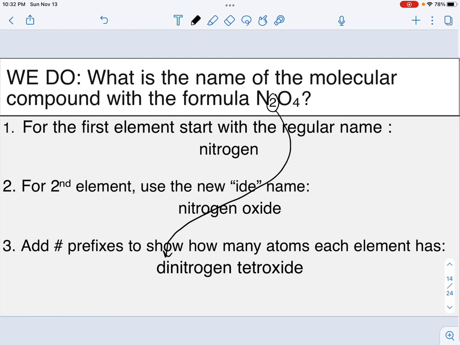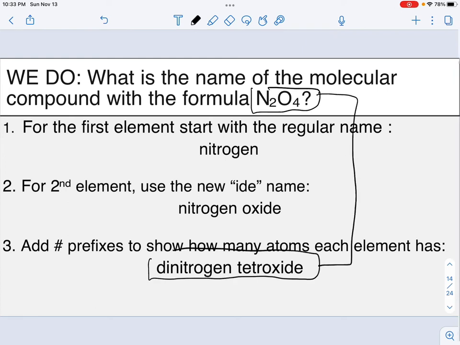Let's look at oxygen. With oxygen, we have 4 oxygen atoms. The prefix for 4 is tetra. So in front of oxide, we're going to put tetra, making tetraoxide, but we get rid of the a and it just becomes tetroxide. Even I had some trouble pronouncing it. So for the formula N2O4, the correct name is dinitrogen tetroxide. I hope that these examples have helped you somewhat.